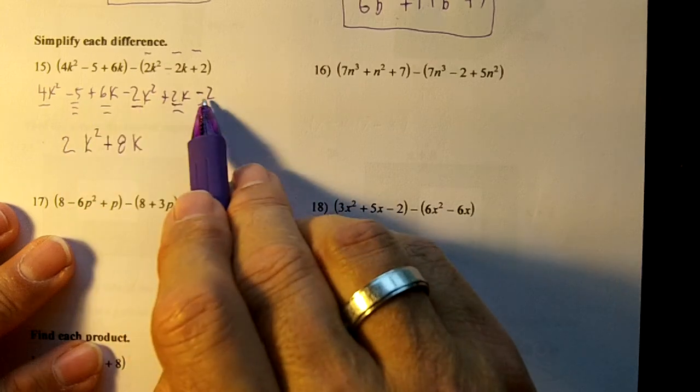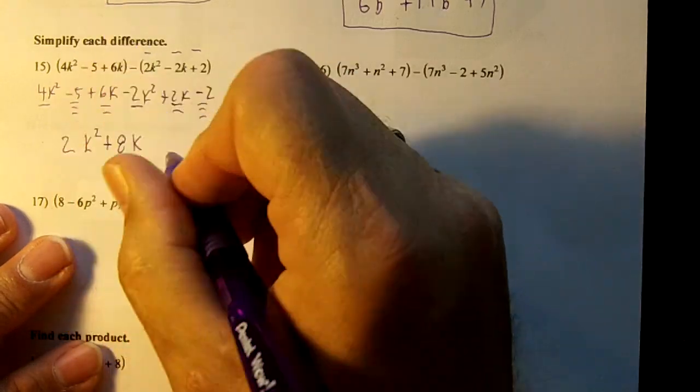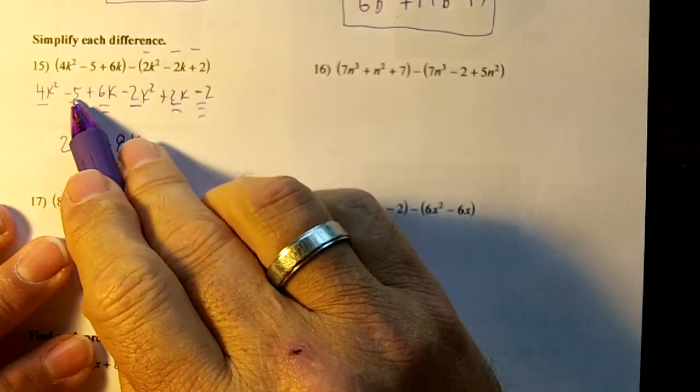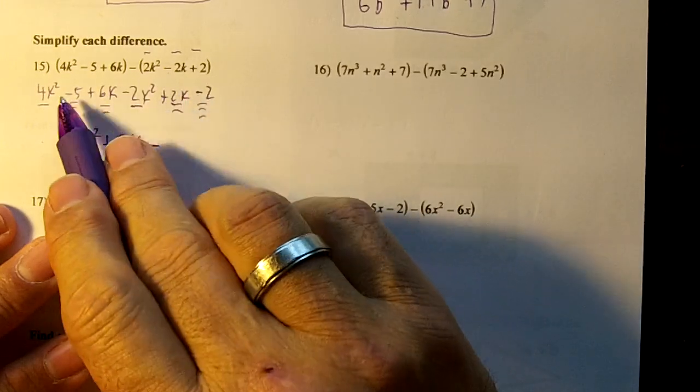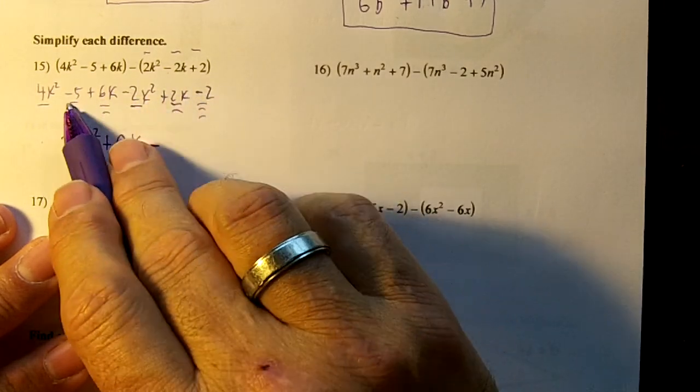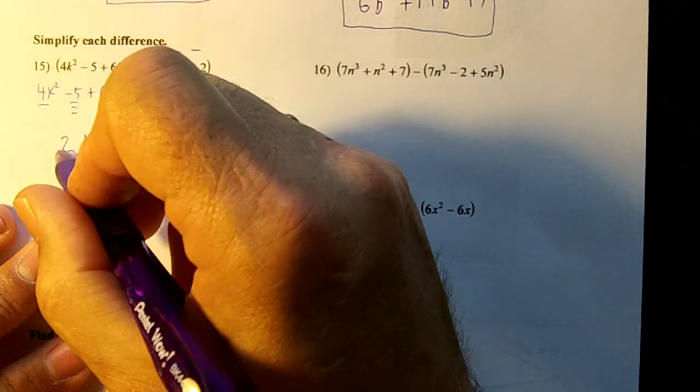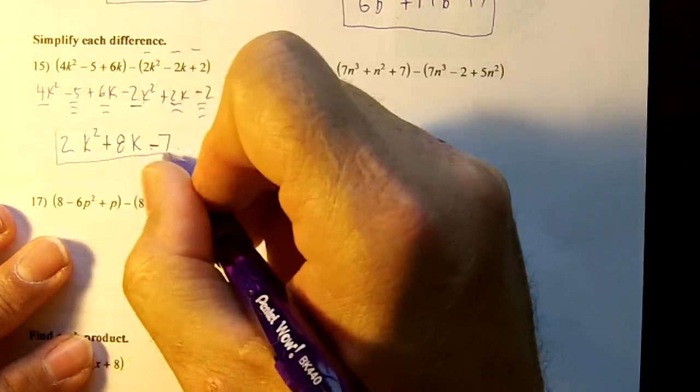Lastly, the triple underlines are 5 and 2. I have more 5s than I do 2s. My 5 is negative, so the sign will be negative. Negative 5 minus 2, you add because the signs are the same. You have 7 negatives, don't you? So minus 7. Sign and number. That's the answer.